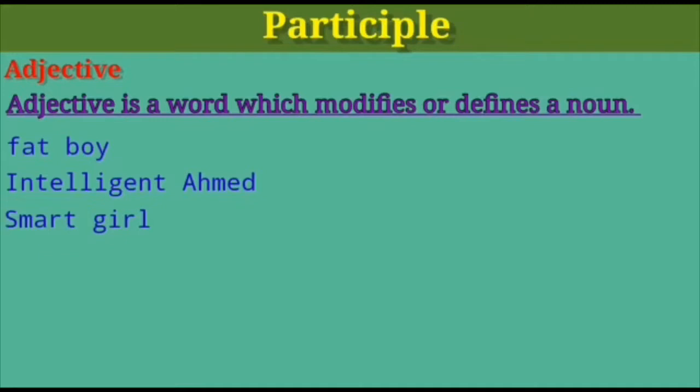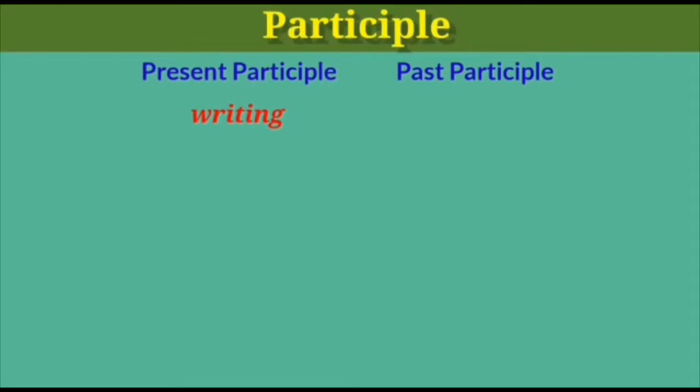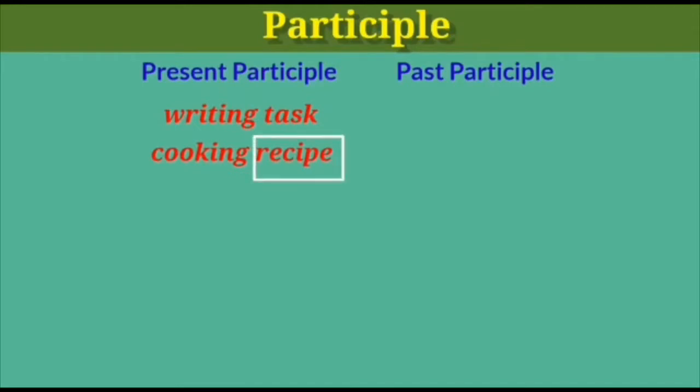If you got the idea, guys, then we must proceed to past and present participles to use them in the adjective form. Let's use writing first as an adjective. We can say writing task. Task is a noun, and since we know an adjective is used to define a noun, we say writing task. Cooking recipe. Recipe is a noun, so cooking is being used here for the recipe. Cooking is an adjective.